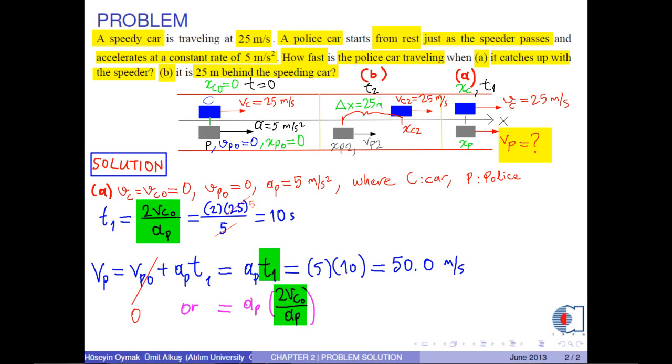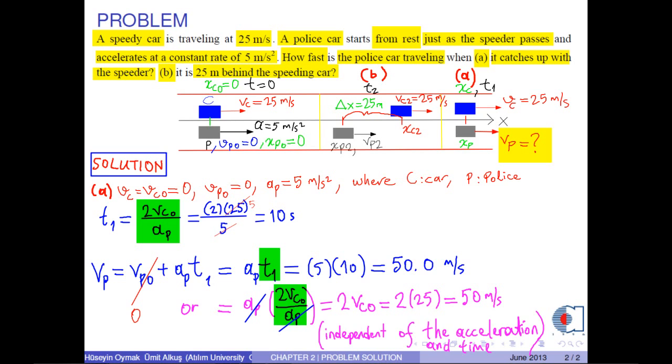Or if we use the formula for t1, we have VP equals AP times 2VC0 over AP. Here the APs cancel each other, then the result is 2 times VC0. Then 2 times 25 meters per second, so the result is 50 meters per second. From this fantastic formula, you see that whatever the acceleration of the police, its speed is twice that of the car.